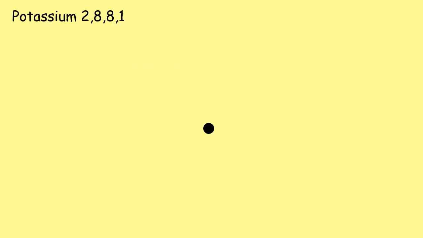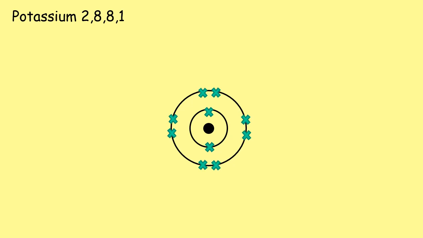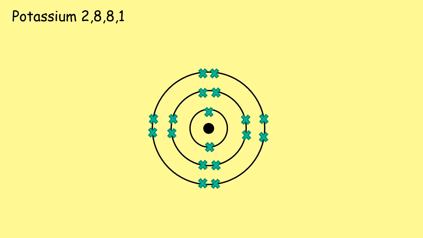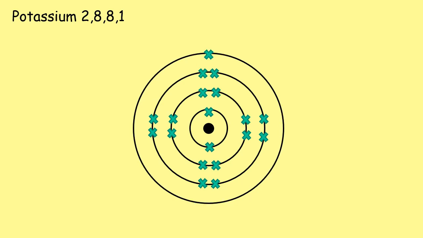How would we see that? We've got our electron arrangement. We draw a nucleus in the middle, or you can put the symbol for the element in the middle instead. First shell, 2 electrons. Second shell, 8 electrons. Third shell, 8 electrons. And our fourth and final shell, 1 electron. That is it.